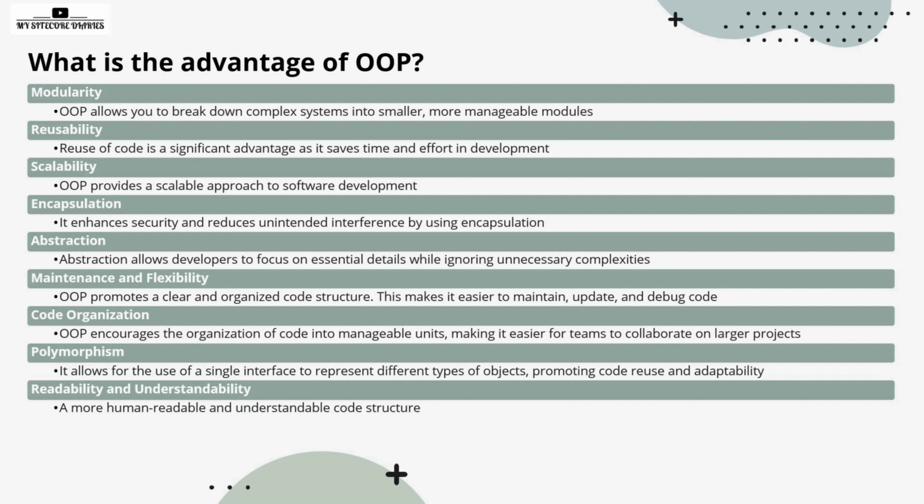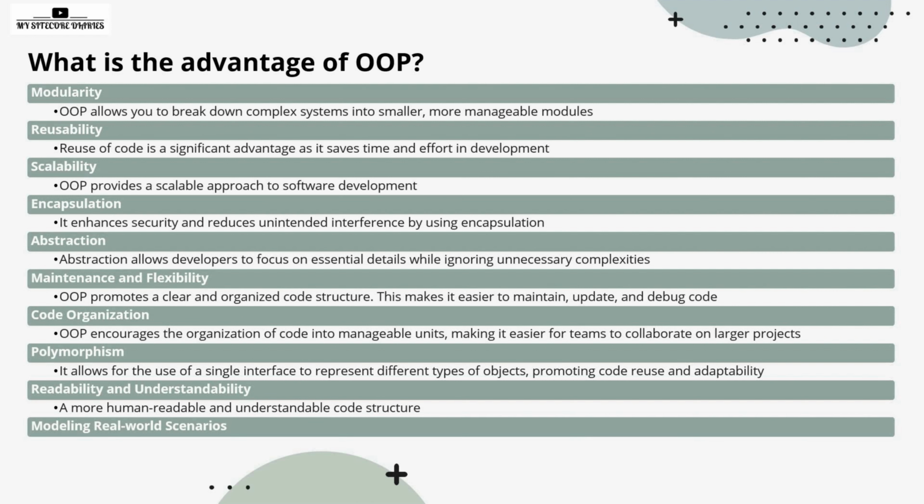Readability and understandability: a more human readable and understandable code structure. Modeling real world scenarios: this we have already discussed, that object oriented programming is based on real world entities and real world interaction. So these are a few of the advantages because of which we prefer object oriented programming over other types of programming like structural or functional programming.